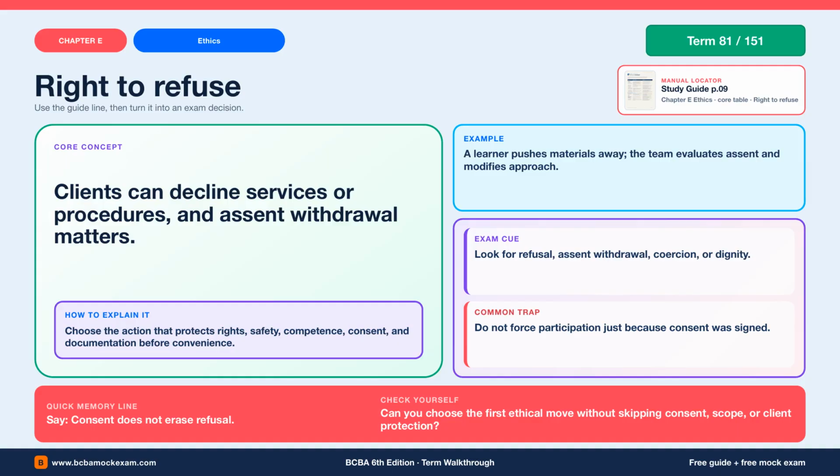Right to refuse. Right to refuse means clients have the right to decline services or procedures within relevant legal and safety boundaries. For example, a caregiver or client objects to a proposed procedure. The BCBA should not simply push ahead because the plan is behavior analytic. The exam cue is refusal, withdrawal, objection, or assent concerns. The trap is choosing the answer that prioritizes treatment speed over rights. Memory line. Effective treatment still respects client choice.